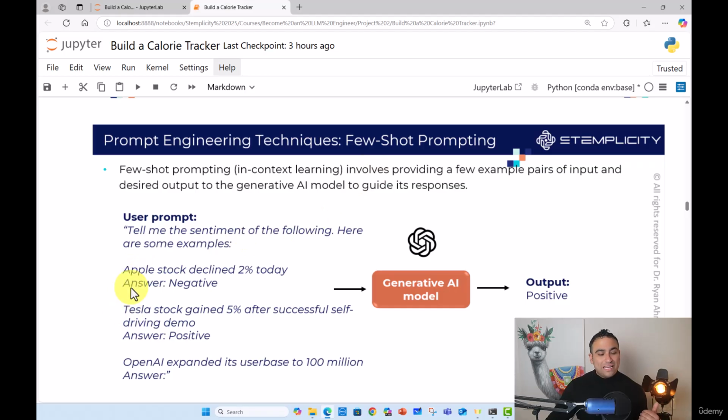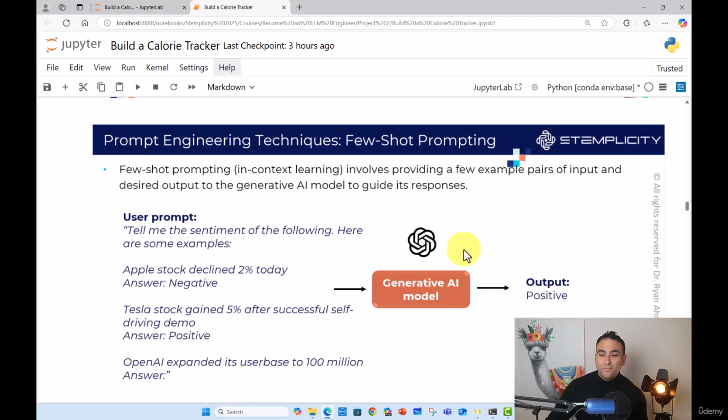What I could do as well, I can give it maybe another example. I can say, if you find Tesla stock gained 5% after successful self-driving demo, the answer should be positive. And then I'm going to ask it the actual question, which is OpenAI expanded its user base to 100 million. Answer, I leave it blank, and then the AI is going to understand that the output should be positive in here.